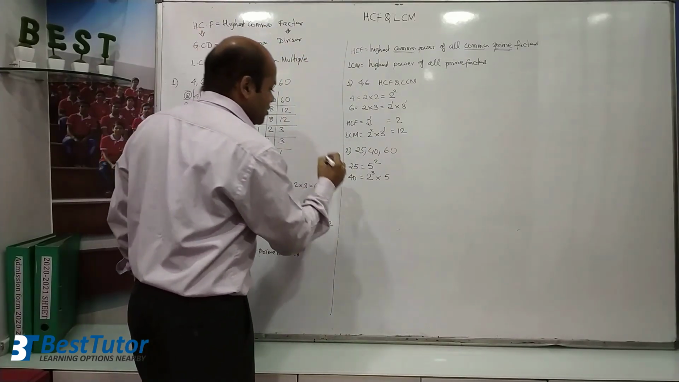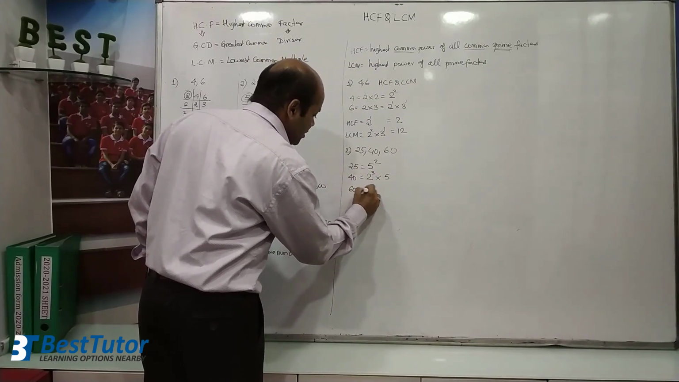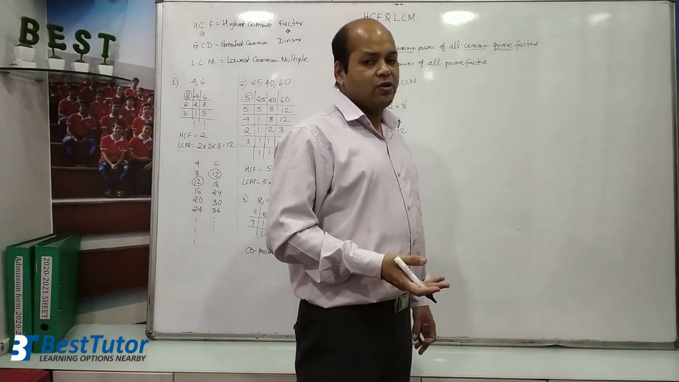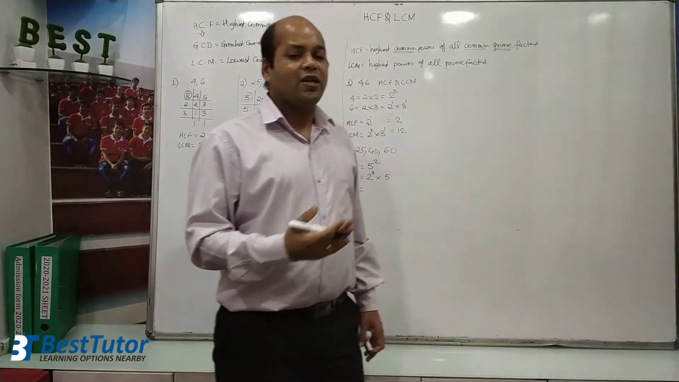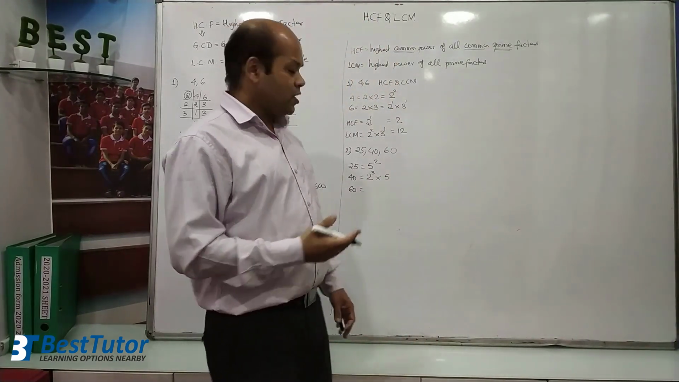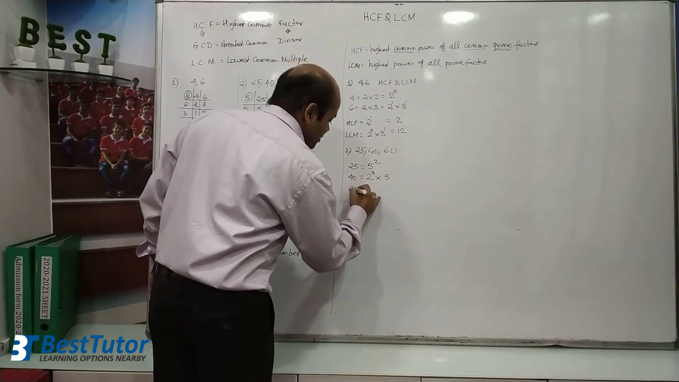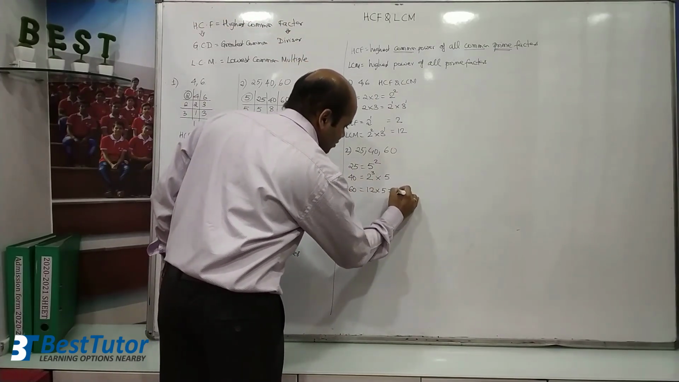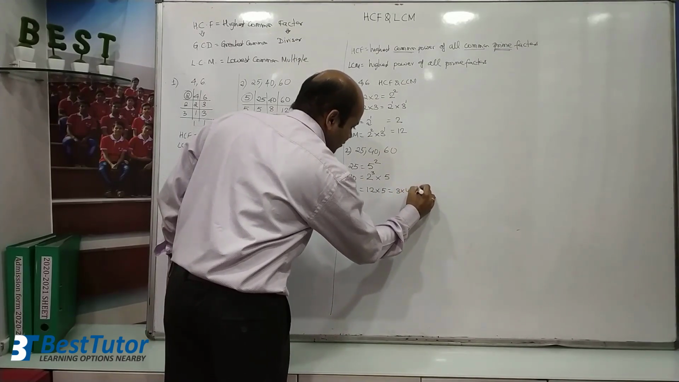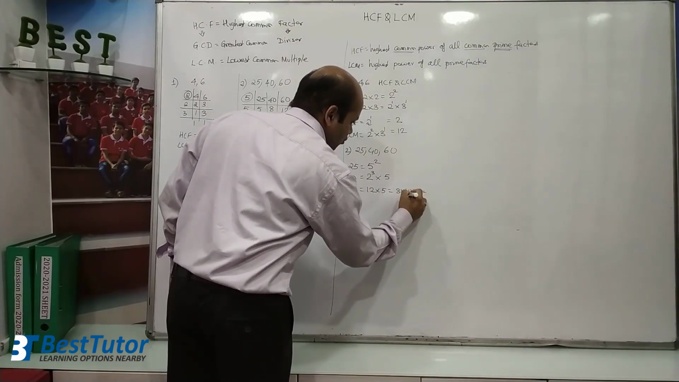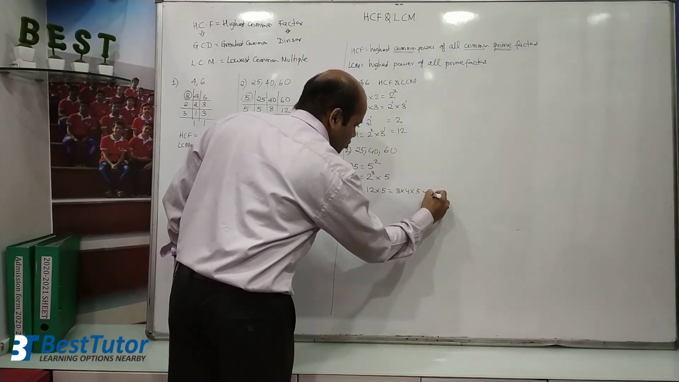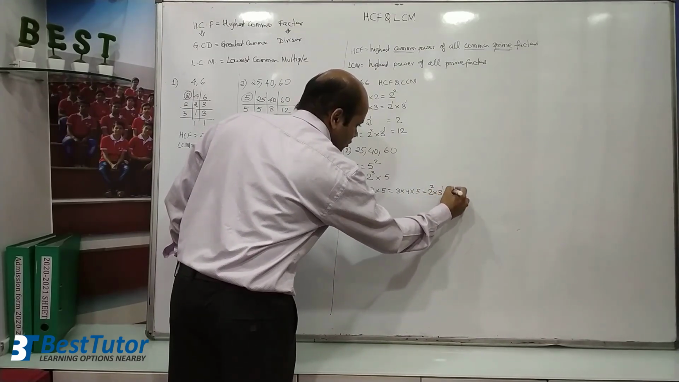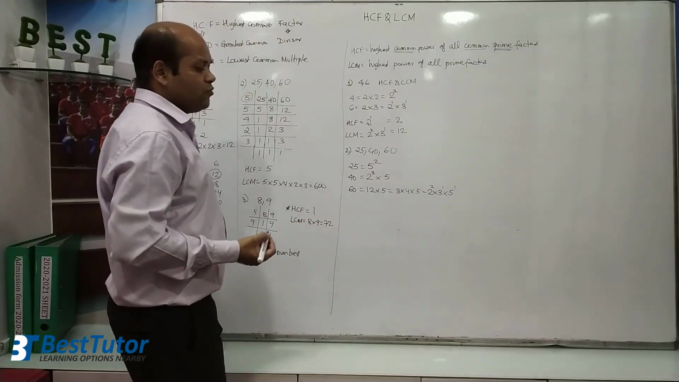Right? Next, 60. What is 60? It is 12 fives. What is 12? 3 into 4. I can write 60 as 12 into 5. What is 12? 3 into 4 into 5. Next, what is 4? It is 2 square. So it becomes 2 square into 3 into 5. That is 4 into 3 into 5.